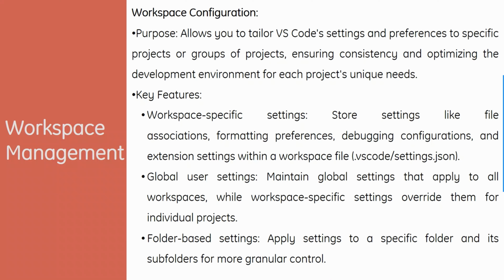Then we have the key features, which is workspace-specific settings. Store settings like file associations, formatting preferences, debugging configuration, and extension settings within a workspace file, which is .vscode or .json. Secondly, we have user settings, which maintain global settings that apply to all workspaces, while workspace-specific settings override them for individual projects. Then we have folder-based settings, which apply settings to a specific folder and its subfolders for more granular control.